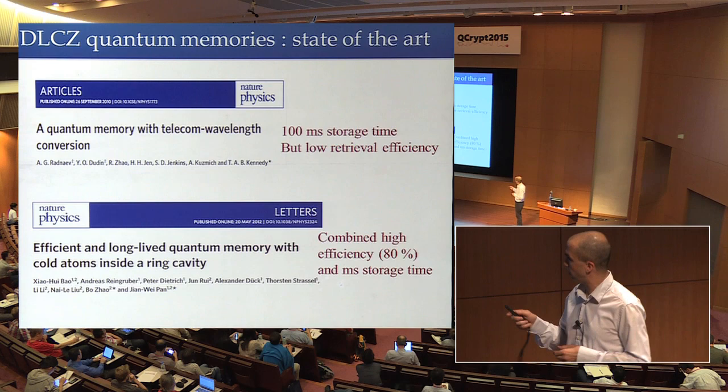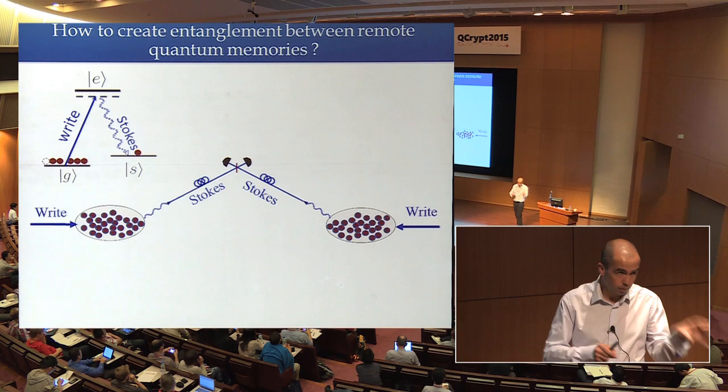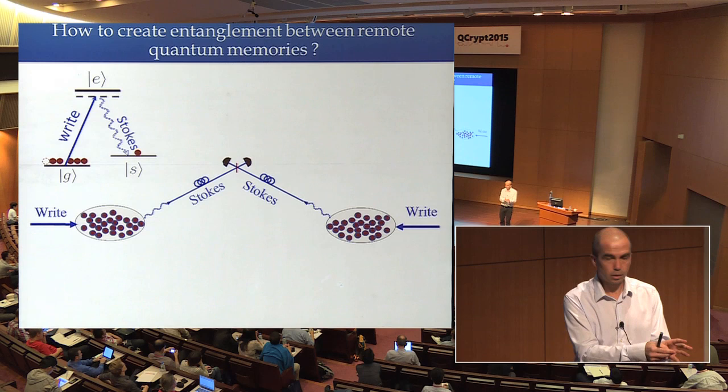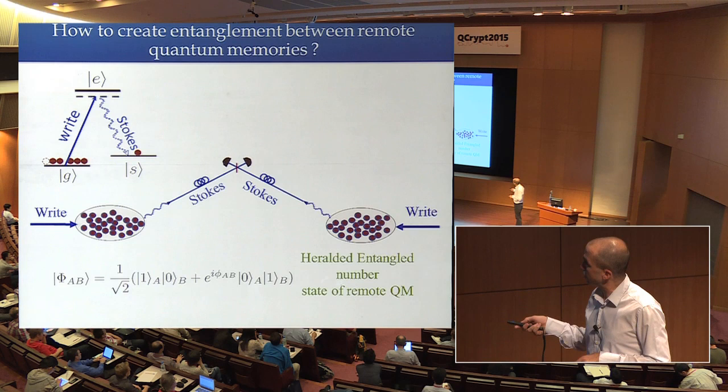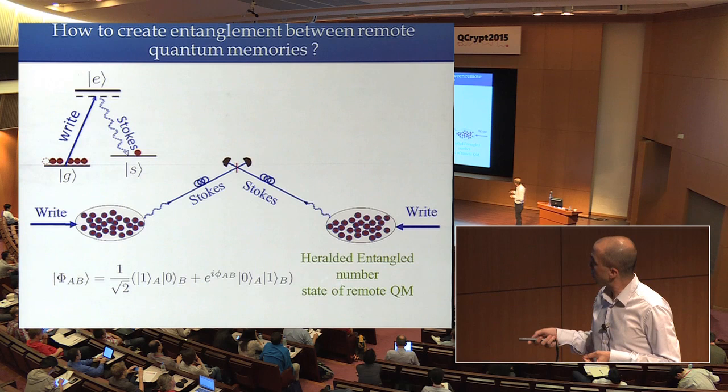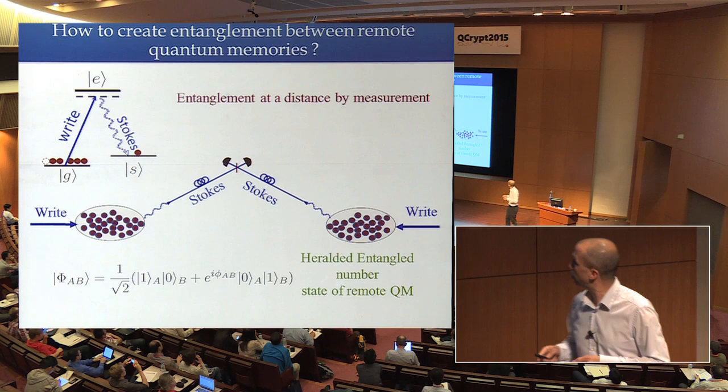Okay, so now we have the building block. We have the quantum memory and the source embedded. So now the question is, how can we entangle two quantum memories which are far away? The process that DLCZ proposed is to use a measurement, where we can have entanglement at a distance by using a measurement.